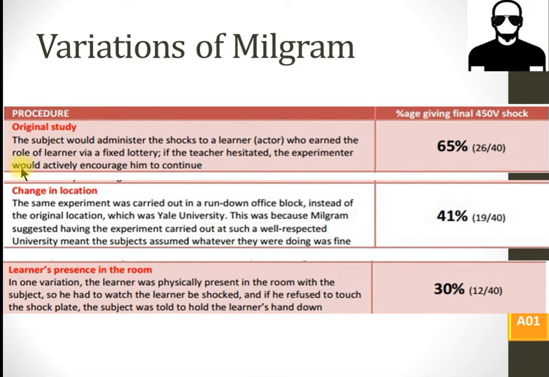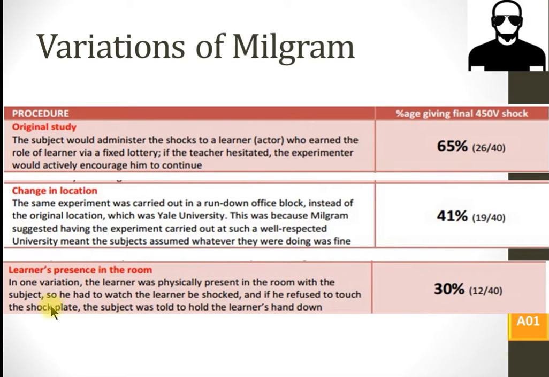So what were the variations? Obviously we've got Milgram's original study. We see 65% give that 450 volt shock. However, in a slightly modified version, he takes his experiment to a rundown office block instead of the original prestigious Yale University. Milgram started to think that, well, maybe the location matters. So when he takes it down to a rundown office block, out of the 40, only 19 obey. So we see an obedience drop.